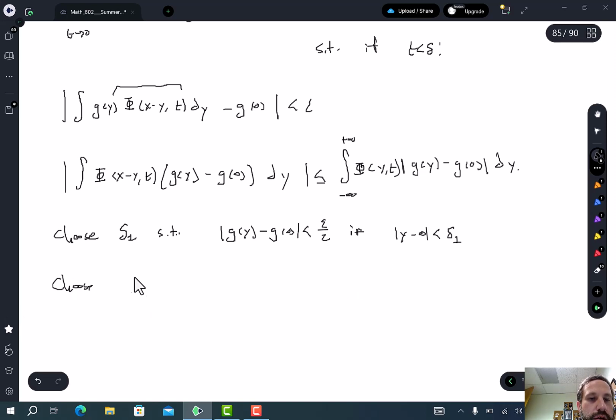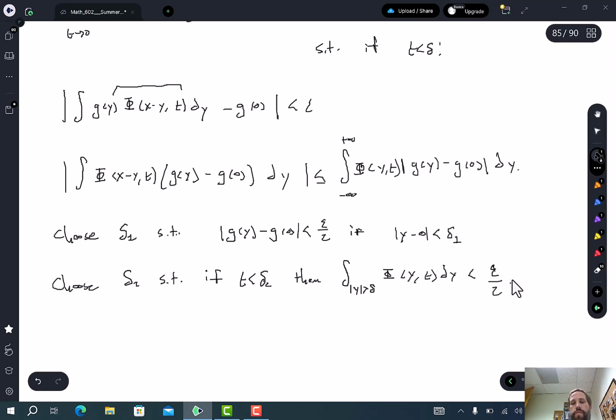delta 2 such that if t is less than delta 2, then the integral, I'm just going to integrate over the values of y where y is bigger than delta 2, bigger than delta 1, of phi of y t dy is less than epsilon over 2. Okay, now why can I do that?